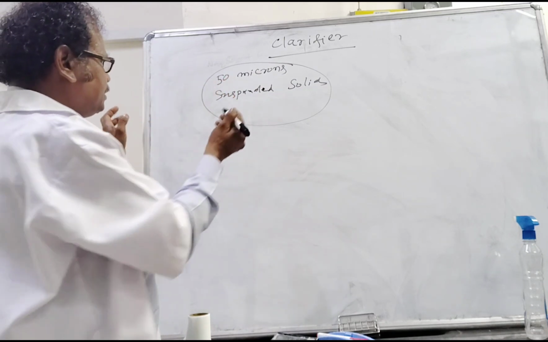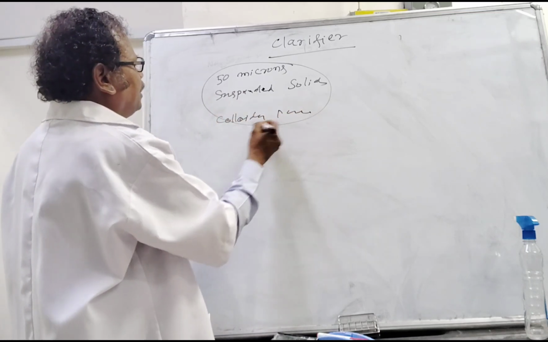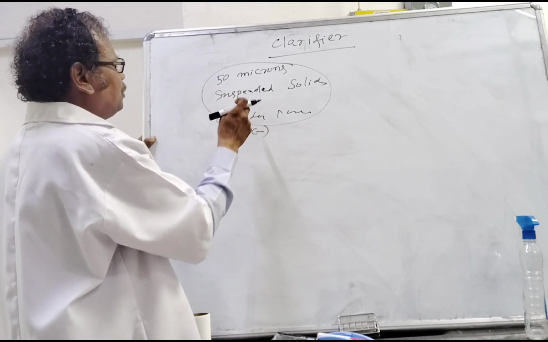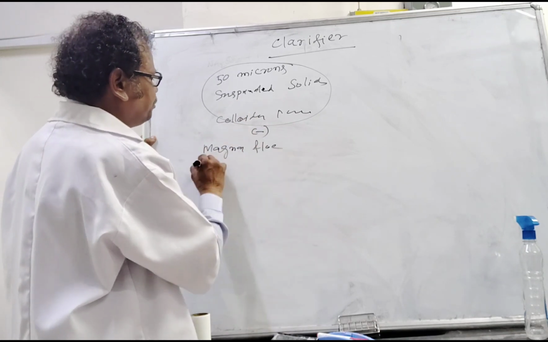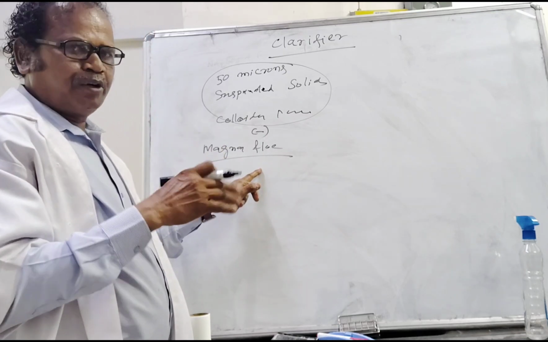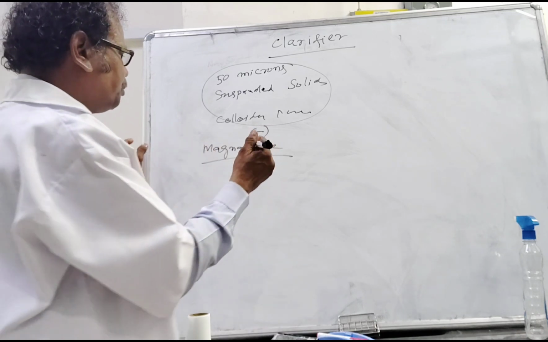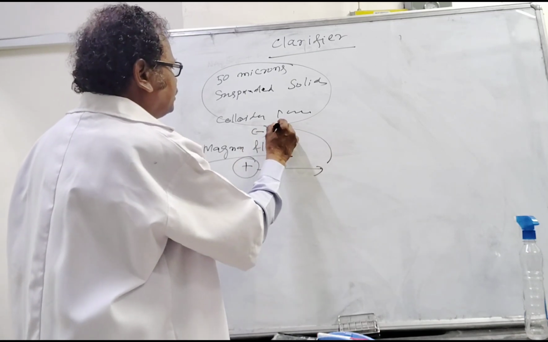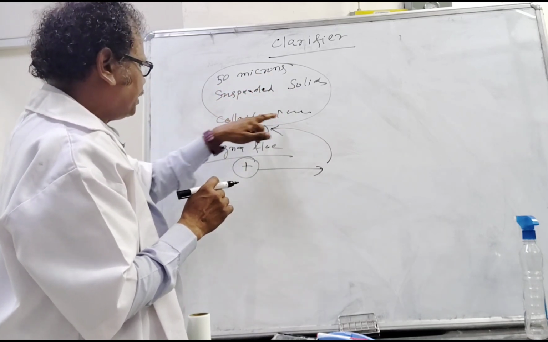To remove these, which are called colloidal particles, and whose charge is minus, we are using magnafloc. What is magnafloc? Magnafloc is a polyelectrolyte, a nitrogen-free compound, and it has a positive charge. It attracts these 50 micron suspended particles. These are colloidal particles, which are negative.